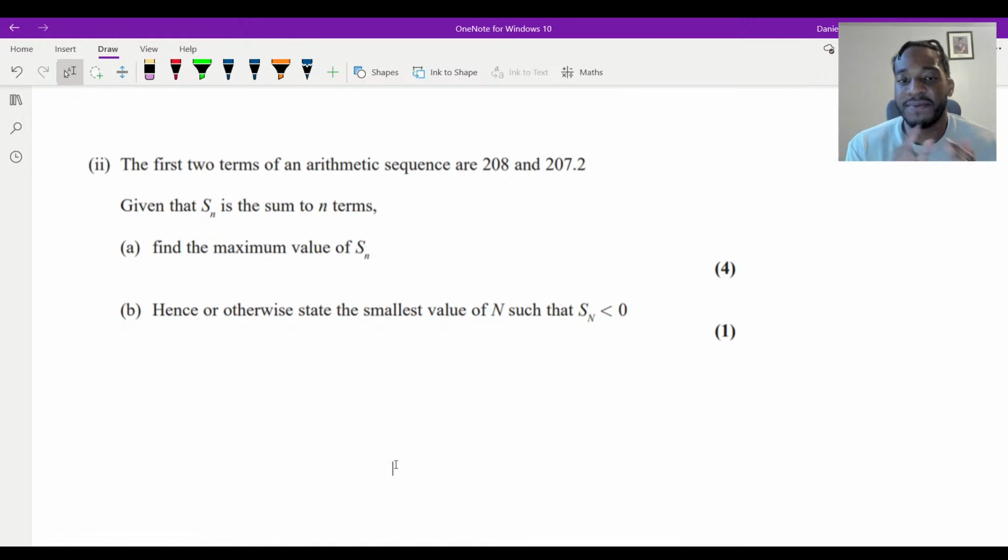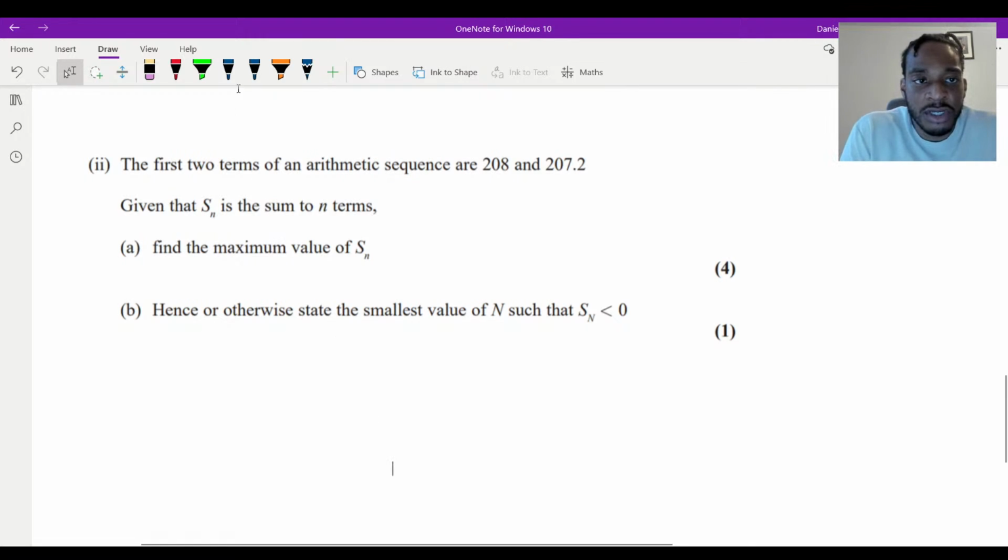Now this one looks a bit weird because whenever they ask you for the maximum value, you obviously need n, right? Or they ask you for the sum to n terms, and you figure out the value of n. But they're asking us for the maximum value of Sn. Well, how do we do that? Especially when you're dealing with sequences and series, I like to visualize them.